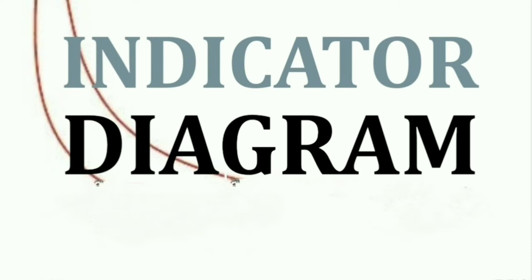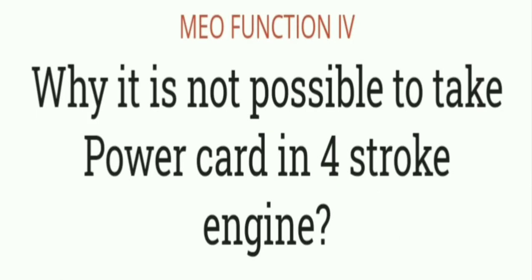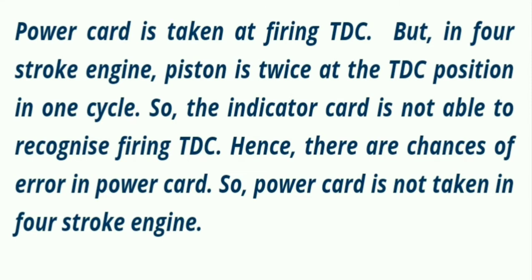Today we will be discussing the indicator diagram and MEO class similar questions. Why is it not possible to take a power card in a 4-stroke engine? The power card is taken at firing top dead center, but in a 4-stroke engine, the piston is twice at the TDC position in one cycle. So the indicator card is not able to recognize firing TDC. Hence, there are chances of error in the power card, so the power card is not taken in a 4-stroke engine.